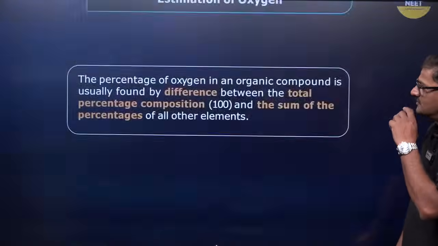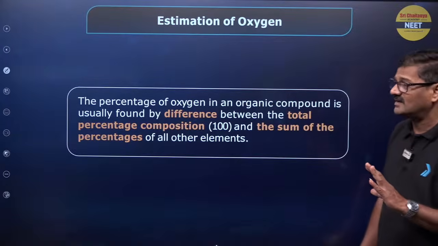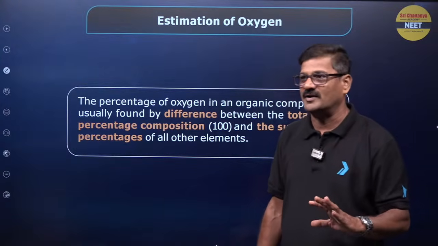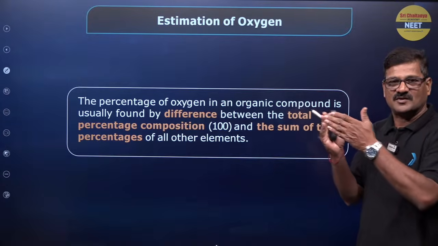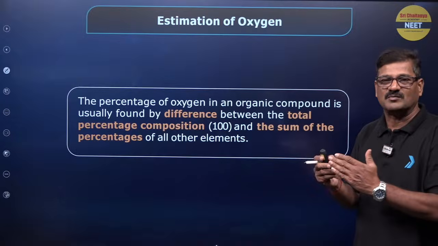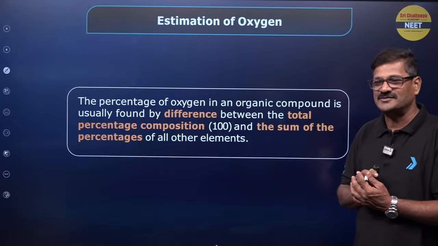And for oxygen, there is no separate formula, beta. Oxygen is done simply: percentage of oxygen is equal to 100 minus the sum of all the other elements, right beta.